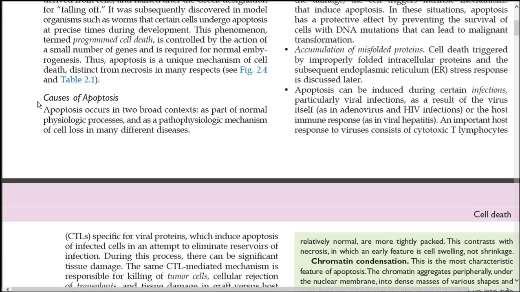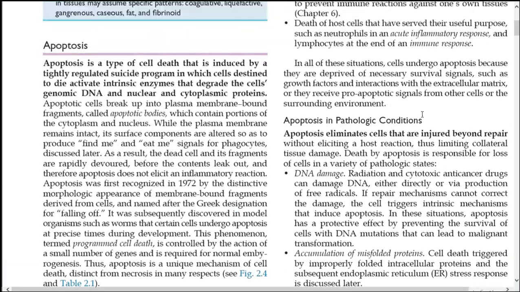Next, let us see the causes of apoptosis. Apoptosis occurs in two ways: as a part of normal physiological processes which give us a benefit, and as a pathophysiological mechanism in diseases, where we can observe apoptosis in very different diseases. So apoptosis plays both a positive and a negative role in the body.